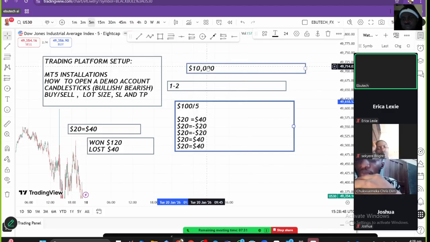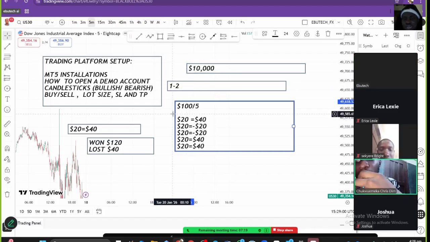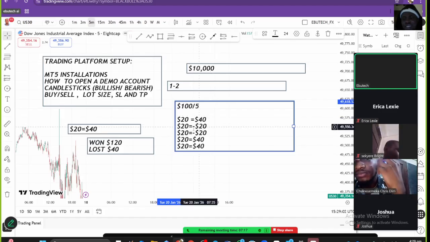But I'm just telling you because you are going to be risking only 1% of this $10,000 account. Is that clear? So you can decide to trade one trade in a day, one trade in a day, one trade in a day. So there is no way you trade 5 times in a day, in a week, and lose all of them.